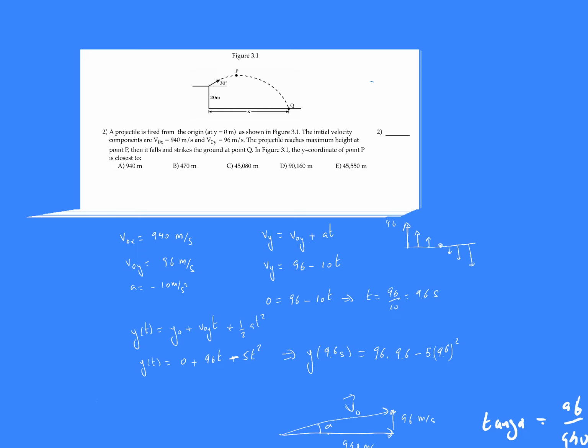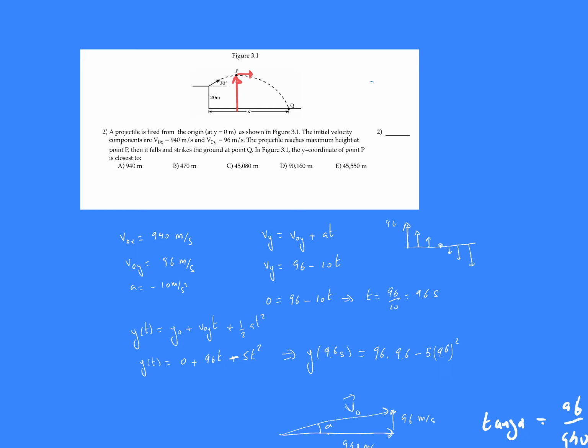Let's say the projectile reached maximum height at point P. Then it falls and strikes the ground at point Q. So this is the maximum height, and it is when the velocity Vy is 0. So the velocity V is horizontal, with only the Vx component.